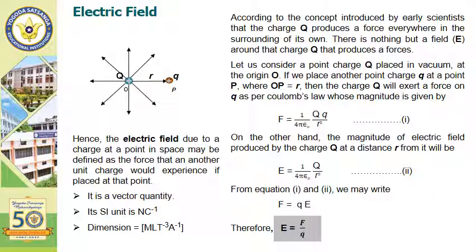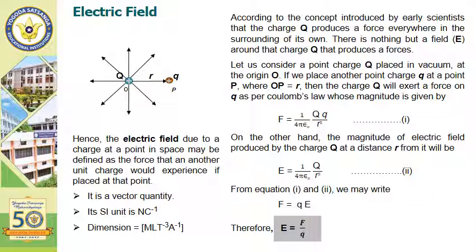Now, according to Coulomb's law, the charge capital Q will exert a force on the small q charge given as F equals 1 by 4 pi epsilon naught, capital Q into small q upon r square, where r is the distance between them, and we have assumed this as equation number 1. On the other side, the magnitude of electric field produced by the capital Q charge at a distance r from it will be capital E equals 1 upon 4 pi epsilon naught, capital Q upon r square, and it is supposed as equation number 2.